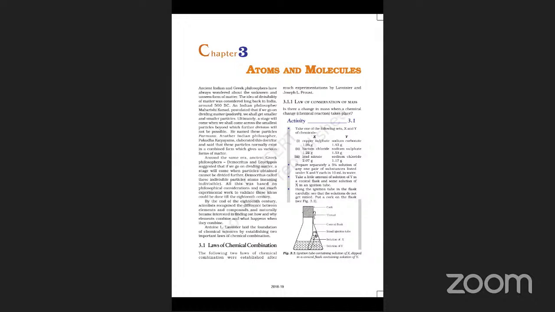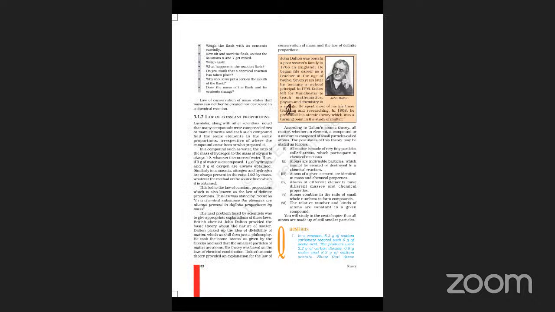So, in the last class, we started with the topic called atoms and molecules. I'm just quickly revising. We started with the laws of chemical combination. We discussed the law of conservation of mass, then the law of constant proportions. Then we discussed John Dalton's atomic theory.